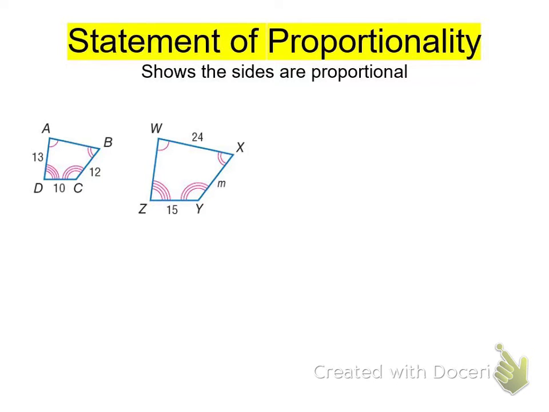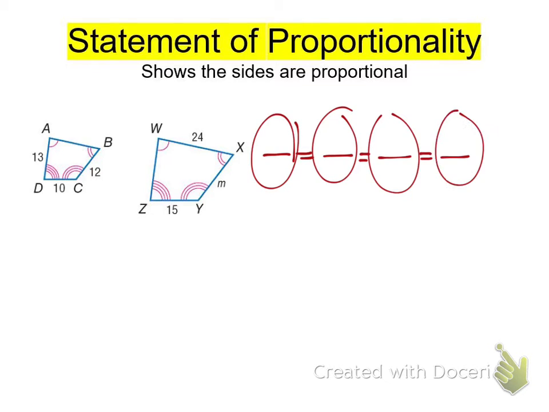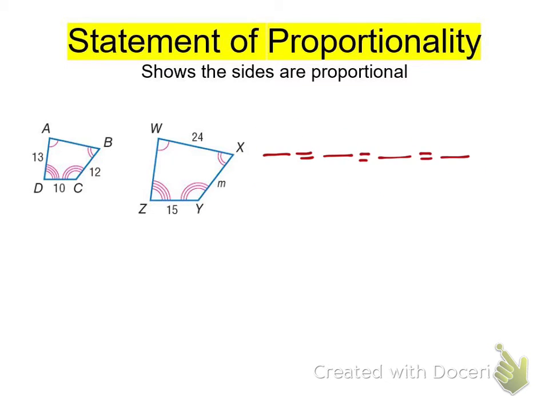How many side lengths are on each of these? How many sides are there? There's 4 on each of them, okay? A proportion looks like a fraction equal to a fraction. You remember that? So you're going to show that all 4 sides are proportional. We're going to have a fraction, a fraction, a fraction, and a fraction. I'll show you what it looks like here in a second if you want to set it up.